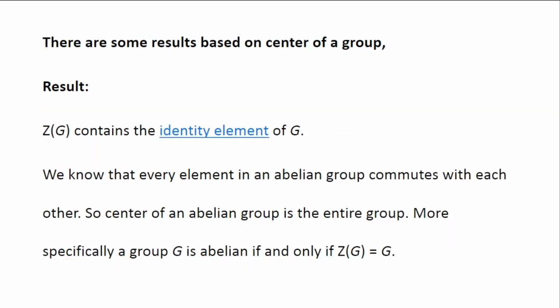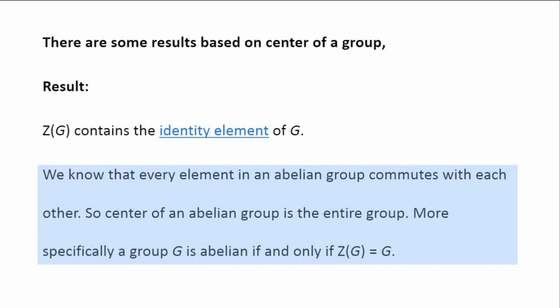There are some results based on the center of a group. Result 1: the center of G contains the identity element of G. We know that every element in an abelian group commutes with each other. So, the center of an abelian group is the entire group. More specifically, a group G is abelian if and only if the center of G is equivalent to G.